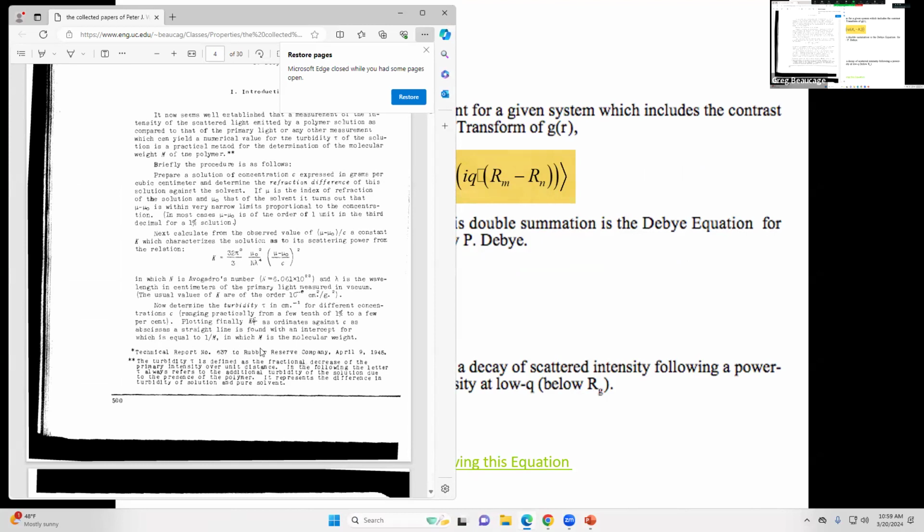Rubber Reserve Company was an Army base at Cornell University in World War II. So Debye was there for a number of years before that. Then May 9th, 1945 was when the Nazis surrendered. And then September 2nd, 1945 was when the Japanese surrendered. So it's exactly at the end of the war. Then the Army released all these secret documents.